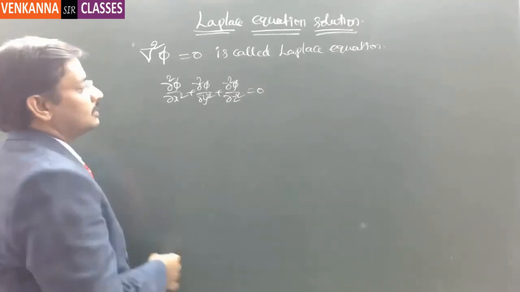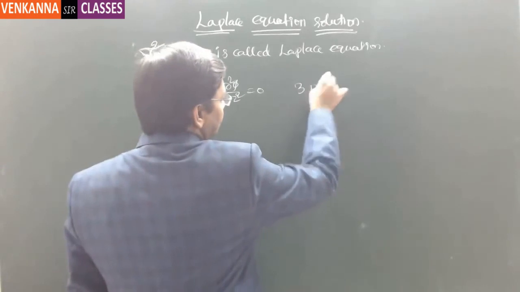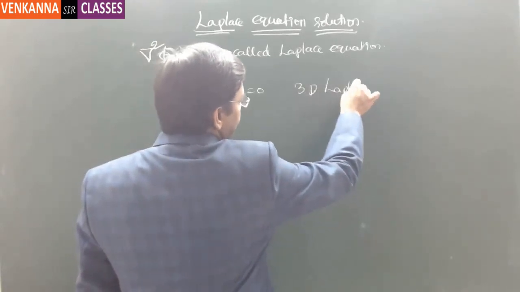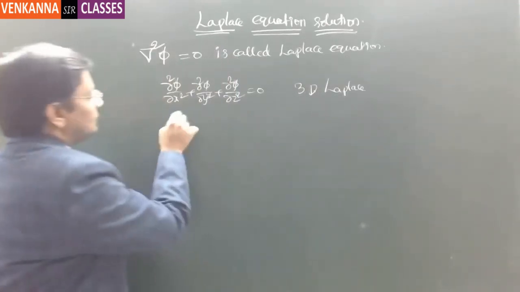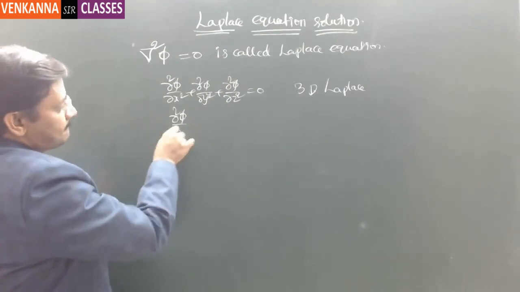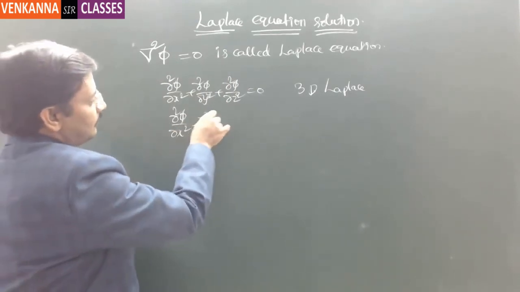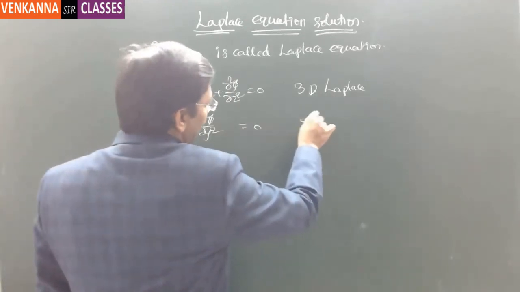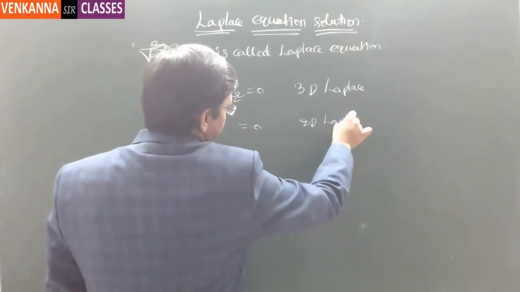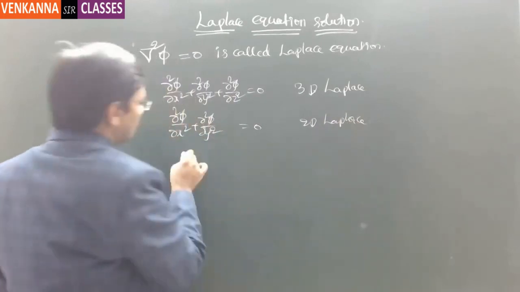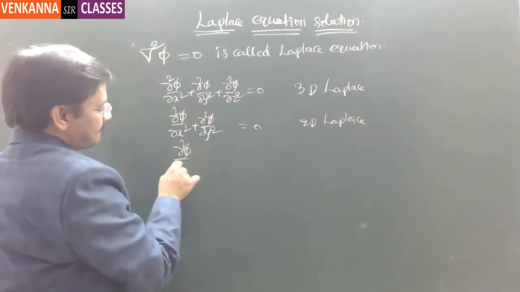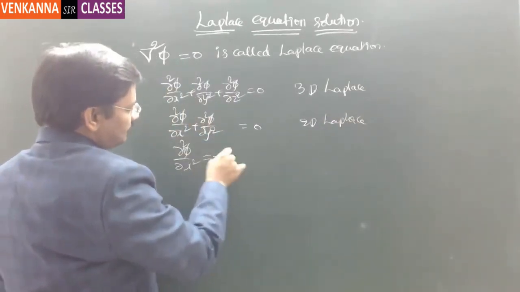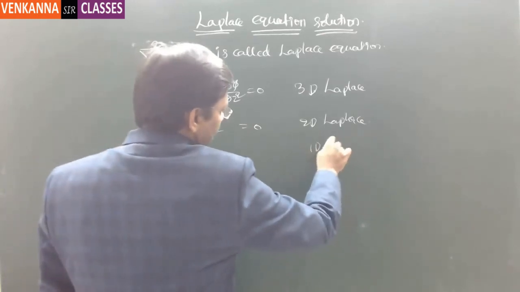Now in this, actually, this is a 3D Laplace equation, and dou square phi by dou x square plus dou square phi by dou y square equal to 0. This is 2D Laplace equation, and dou square phi by dou x square equal to 0. So this is 1D Laplace equation.